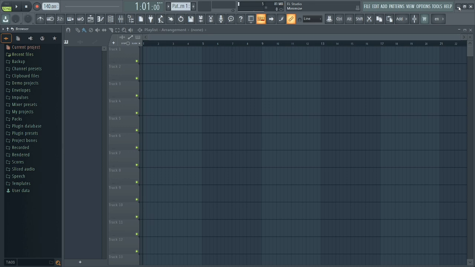Now there are 4 stages in music production. The first stage is called composition. Then the second stage is called performance collection. The third stage is called mixing. And then the fourth stage is called mastering. So I'm going to be explaining it to you.